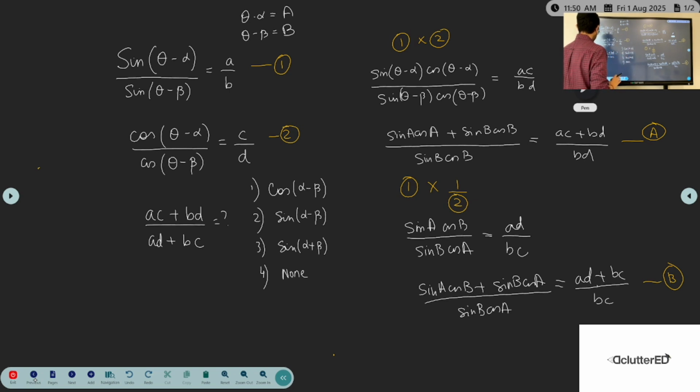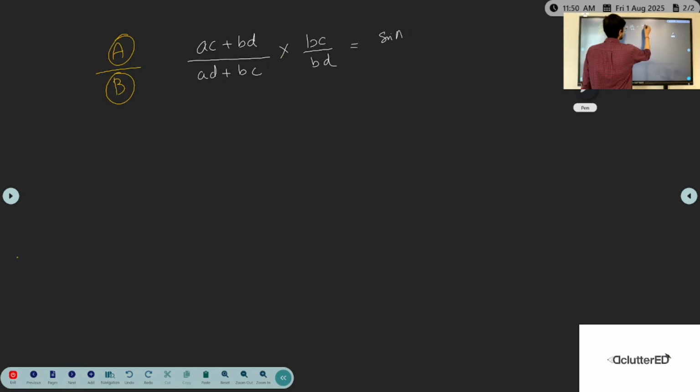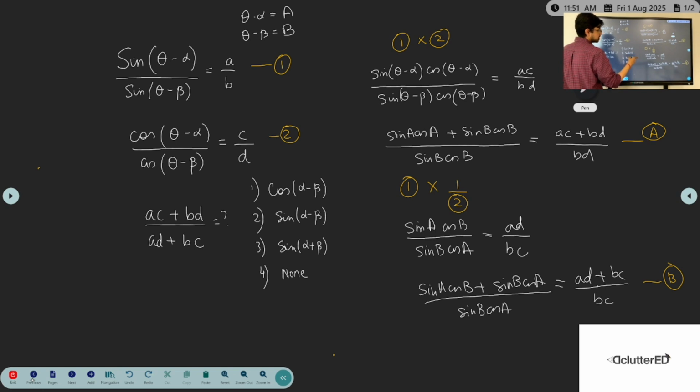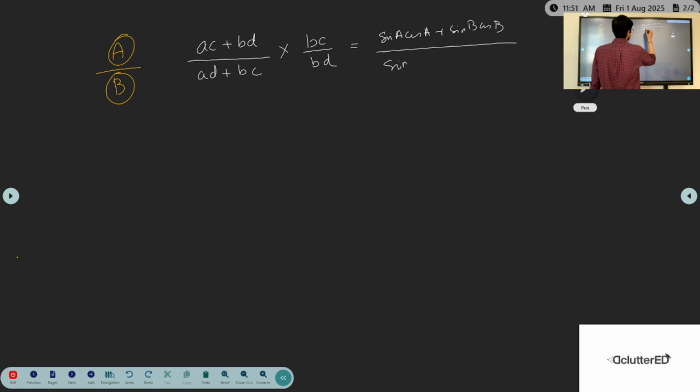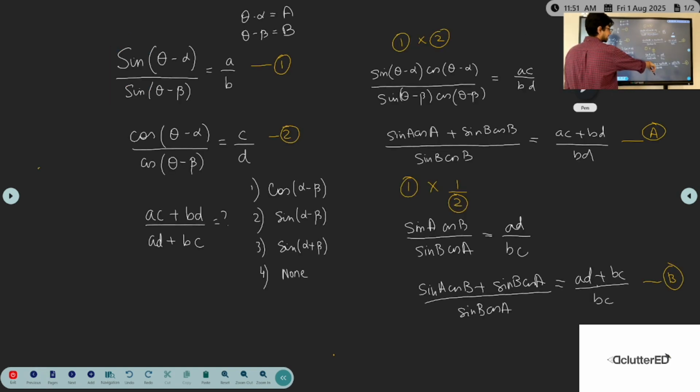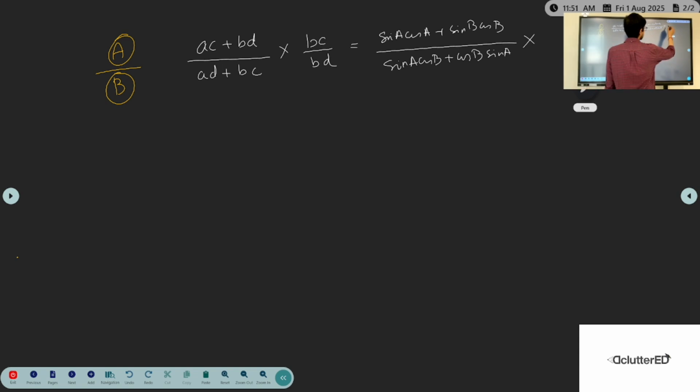(sin A cos A plus sin B cos B) divided by (sin A cos B plus sin B cos A), into (sin B cos A) by (sin B cos B). This is what I get when I do A by B.